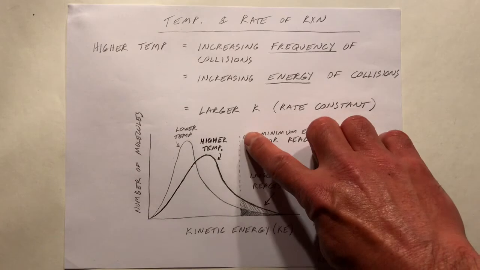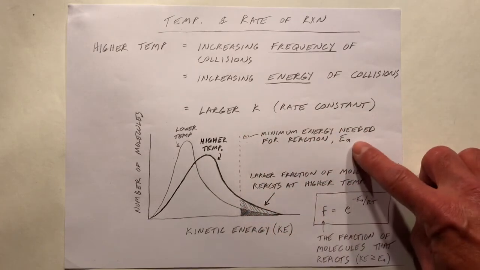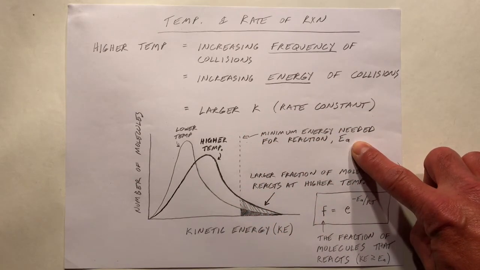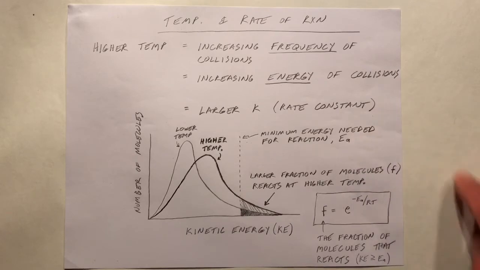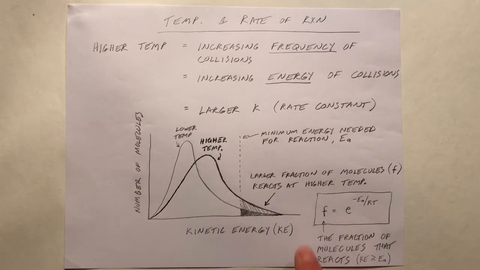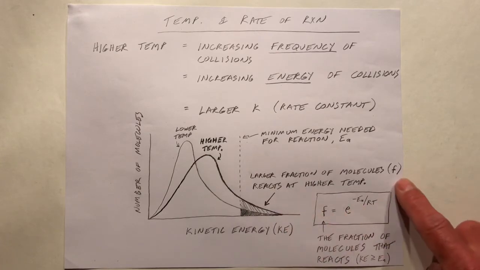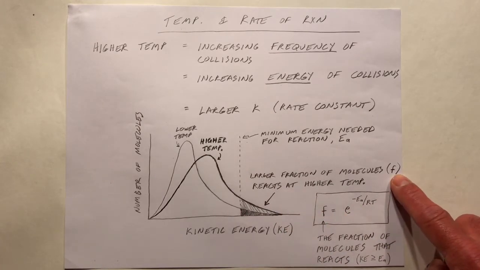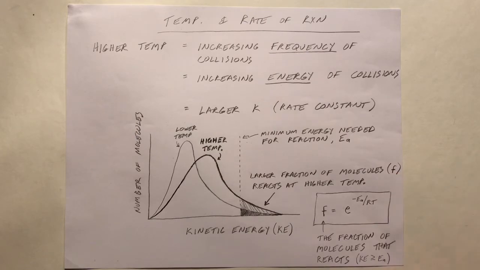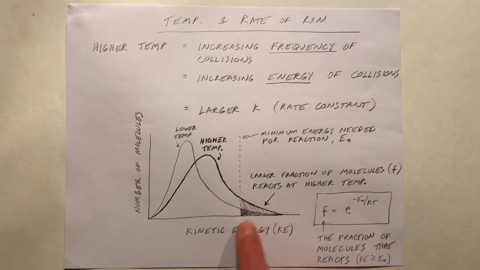Now if we said that this dashed line represented the activation energy, or the minimum energy needed for a reaction to occur, we can see from this diagram that the larger fraction of molecules, symbolized with a lowercase f, will occur when we have a higher temperature. In other words, the area under the high temperature curve is bigger than the area under the low temperature curve that's shaded in a little bit more darkly there.